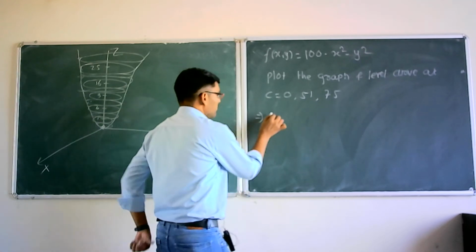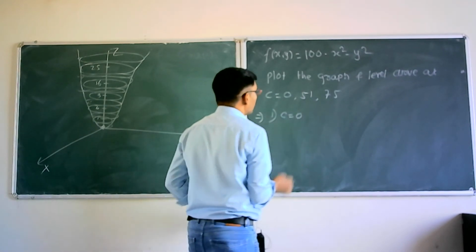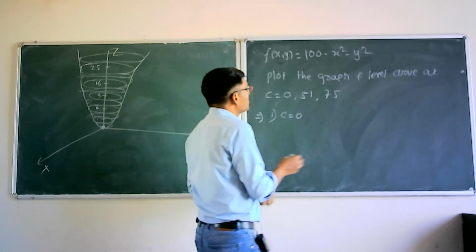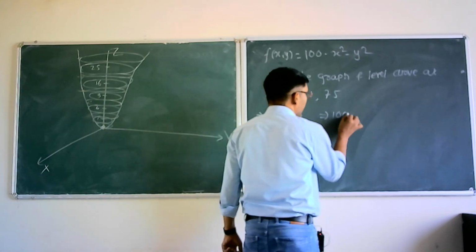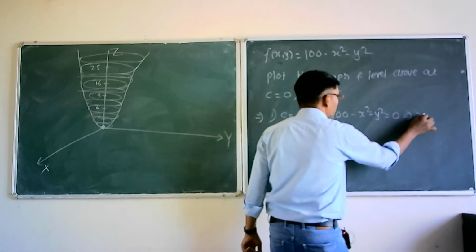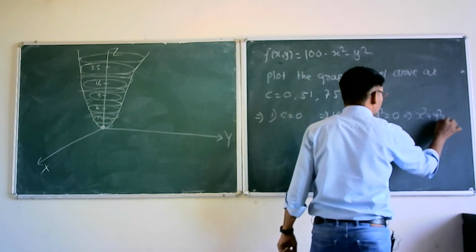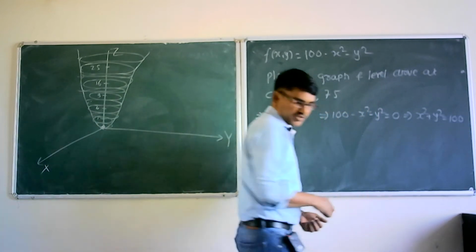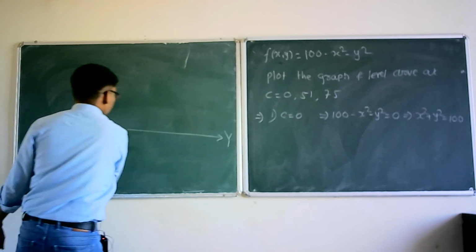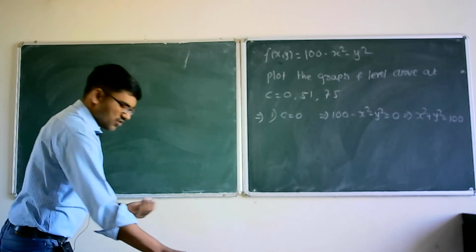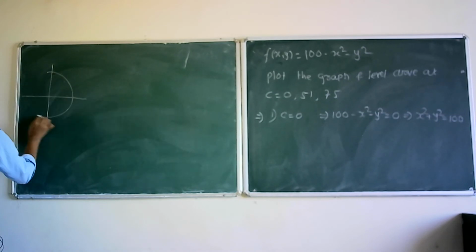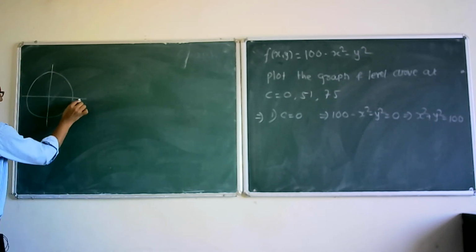So what is the level curve? First, c is equal to 0 means, at the place of f of xy, you want to put c is equal to 0. So you will get 100 minus x square minus y square is equal to 0. This implies x square plus y square is equal to 100. It is an equation of circle having center at origin and radius 10. So if you draw this level curve, radius is 10.